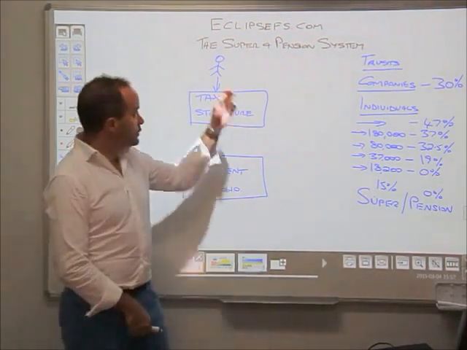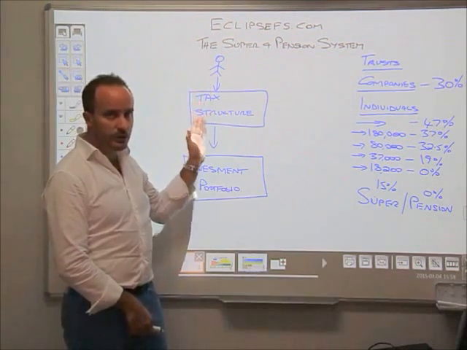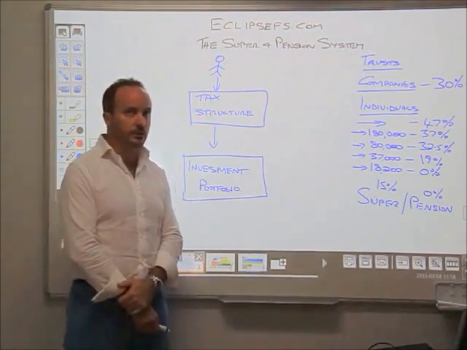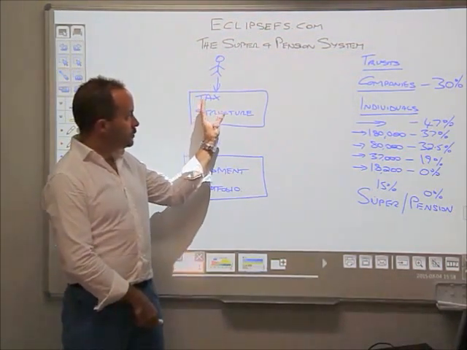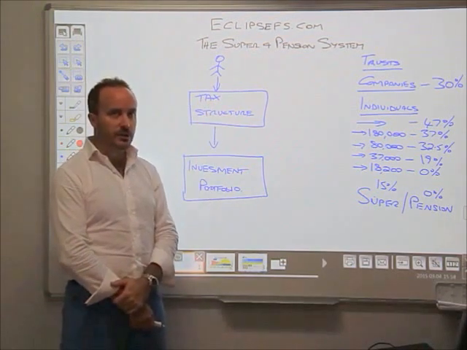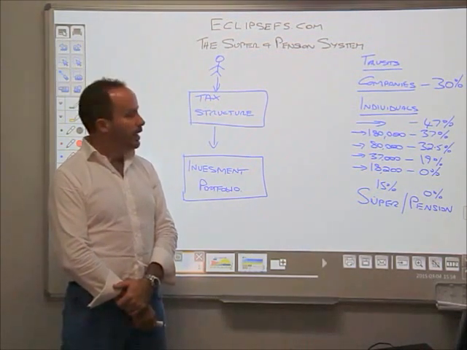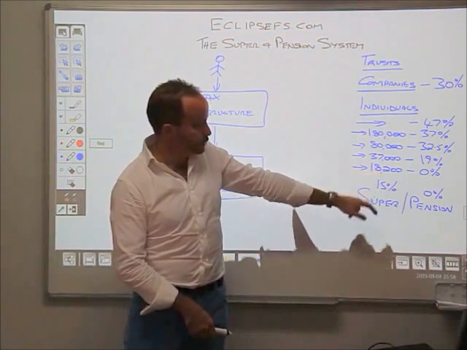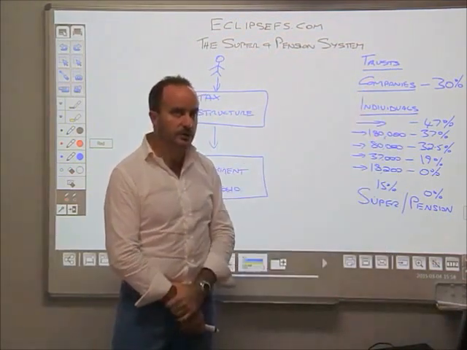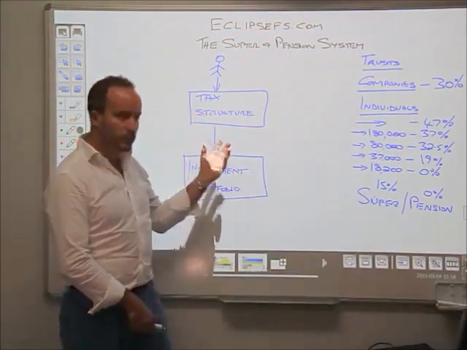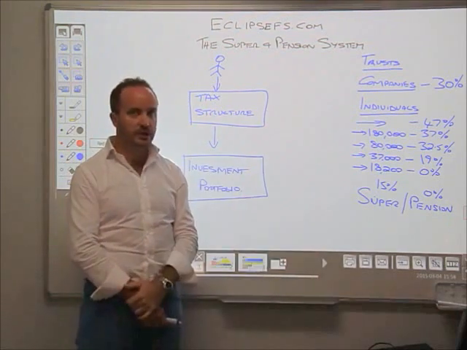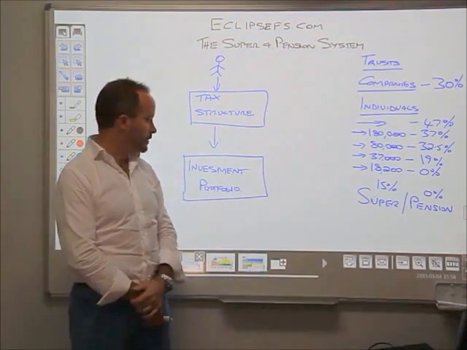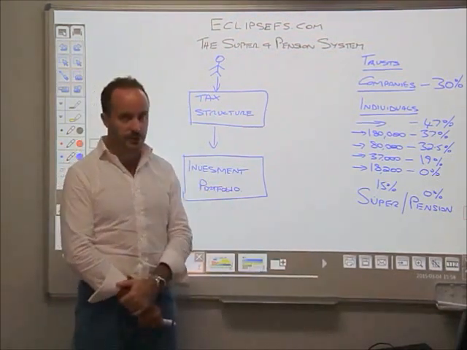Whenever somebody looks to invest money, there's really two separate issues that you need to address. The first one is, what tax structure am I going to invest this money through? And that's what we're going to talk a little bit about today, with super and pension being one of the tax structures. The second issue you need to work on, once you've picked which tax structure suits your situation, is where you're physically going to invest the money.